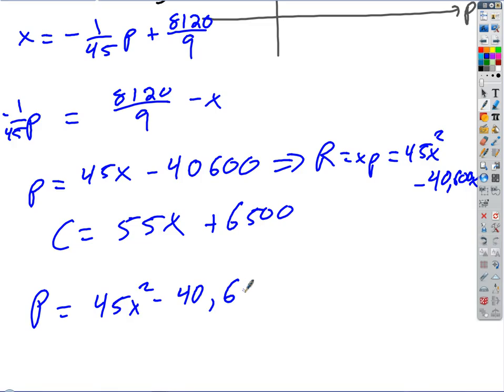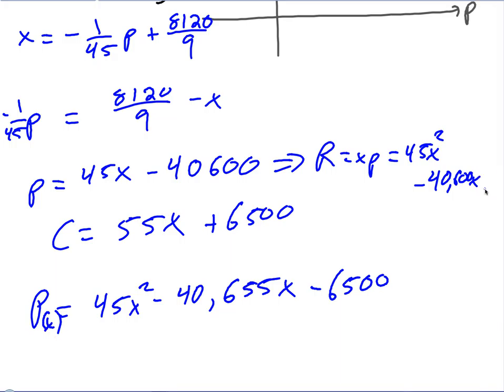Minus 6,500. That's the whole thing, that's P. That's revenue minus cost. Big P, right, big P of X. So now, that's easy though, that's a polynomial, right? Now that we've got this set up as a polynomial, the calculus is going to be really simple. So that's the good news. There is some good news.